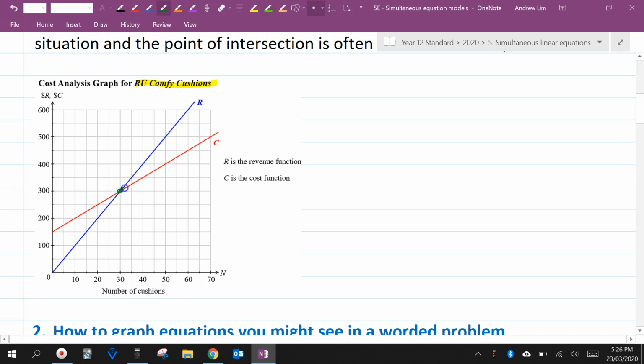is right there, which says that the company Are You Comfy Cushions need to sell 30 cushions in order to break even. Therefore, what that means is it cost them $300 to make those 30 cushions, and they also received $300 when they sold those 30 cushions, which means they made no profit or loss, and that's the break-even point.